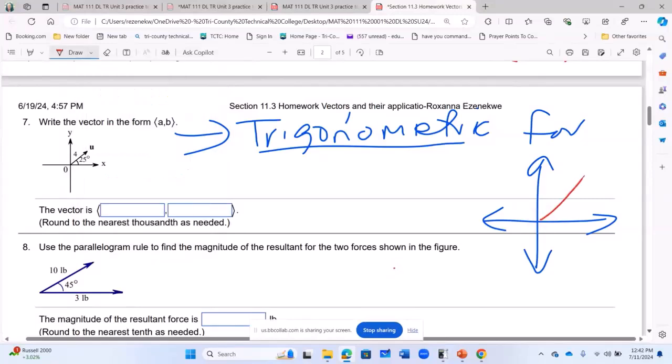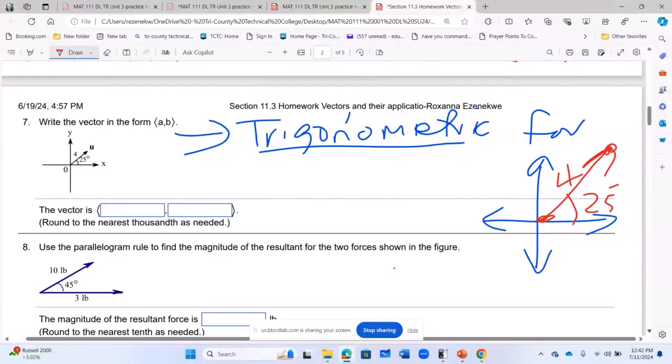So this vector is stopping here. That is the terminal. The beginning is the initial. And this angle given to me is 25 degrees, not 55, 25 degrees. The magnitude of that vector is 4.